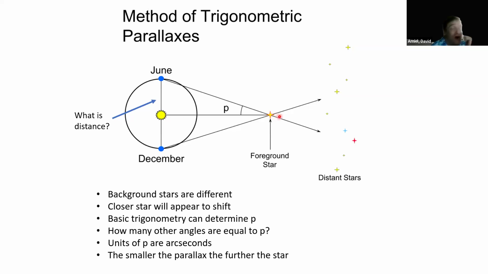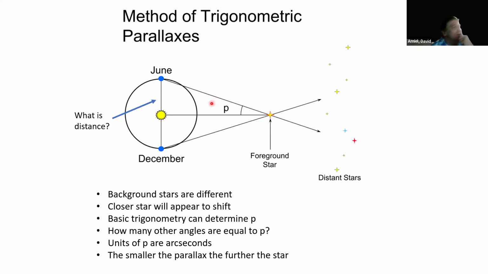And basically, all you need to know is the parallactic angle, shown here as P. Once you know the parallactic angle, the distance to the star, this long line right here, can be determined from the parallactic angle and trigonometric relationships. Who knew trigonometry could be so useful?